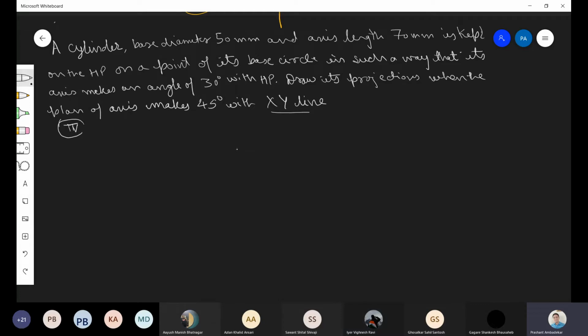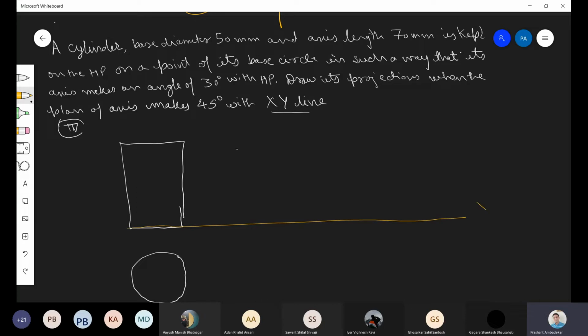Okay, so I will draw first rough and then I will paste the solution. First we know that this will be a cylinder, this will be a rectangle, and then this will be a circle. And which view will touch the XY line? The front view will touch the XY line. So it will be like this. And in the second position, what is told to us? We have been told to incline the axis. So we will incline the axis at 30 degrees. So this will be like this, where this axis will be inclined at 30 degrees.